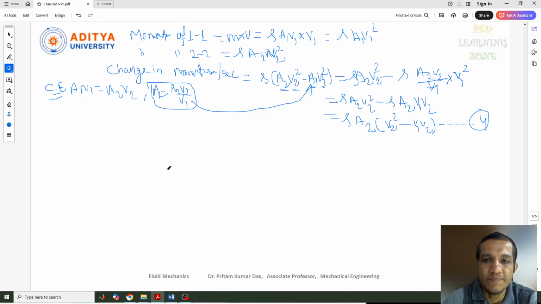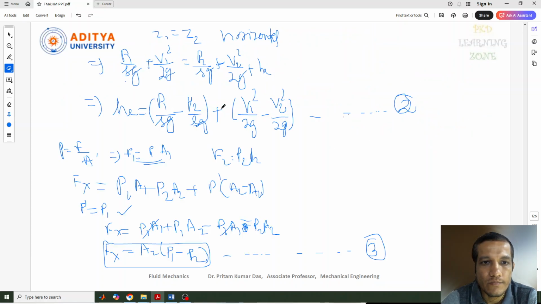Now here, as we have seen, the force acting on the control volume in the direction of flow should be equal to the rate of change of momentum. We know that force equals m into a. So the force which we got previously should be equal to this. The force we got here is Fx equal to a2 (p1 minus p2).